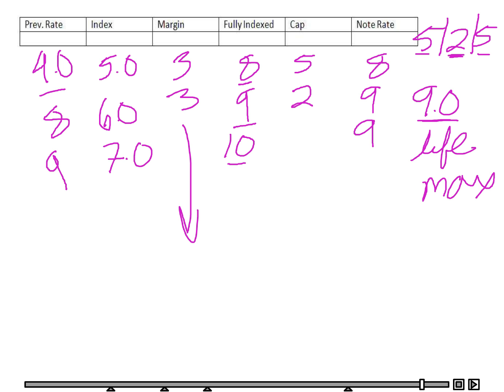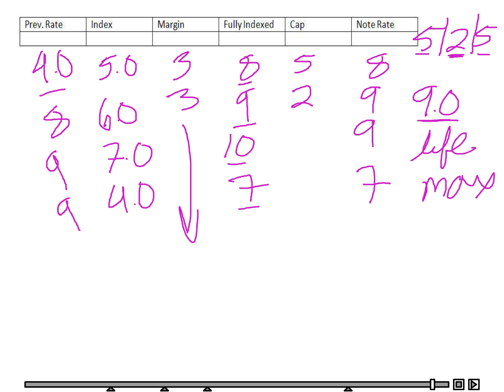And one more example. Let's say the index plummets the next year to 4%. And so that makes the fully indexed rate 7%. Based on the caps, the rate could go down to 7. Can't go up because we're already at lifetime max. And that 7 is within the range, so we will adjust to 7%.